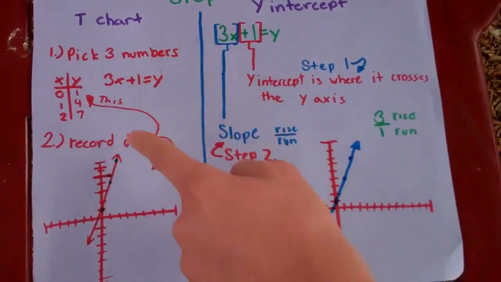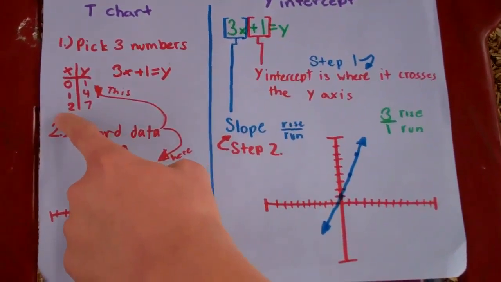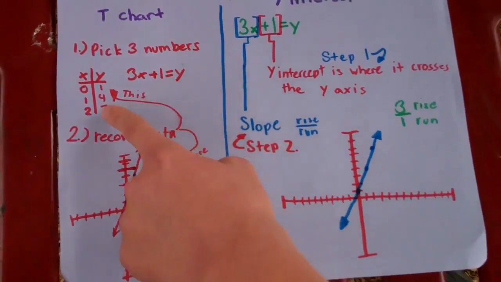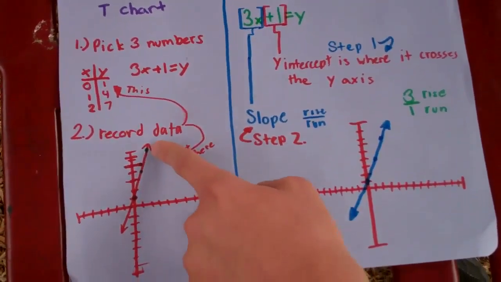You pick three numbers, the best are 0, 1, and 2, and you just plug them into the formula. Then you take the coordinates and you make a slope line.